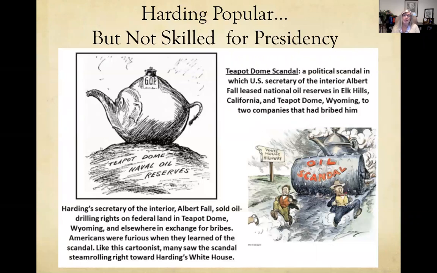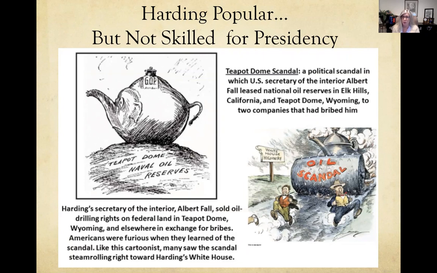So the biggest scandal that gets uncovered after Warren Harding is already gone is the Teapot Dome scandal. So I would know this as an example of Harding's corruption within his administration. Now, he was not directly involved with this himself, but his own advisors were. So the Secretary of the Interior, his job is to monitor the resources within the United States.